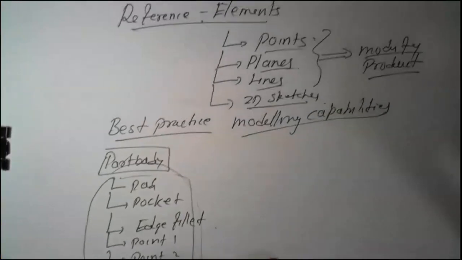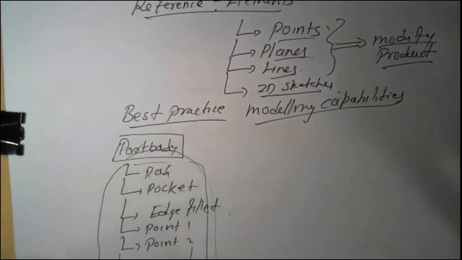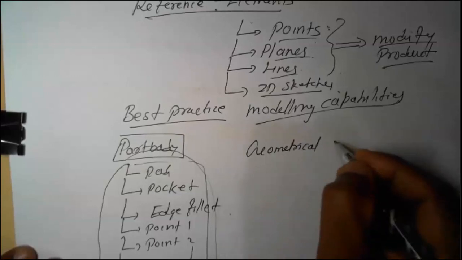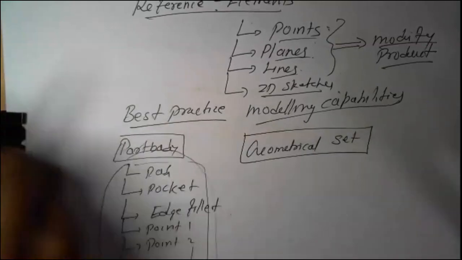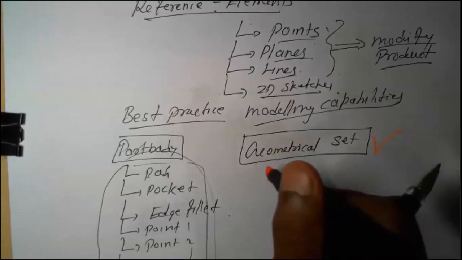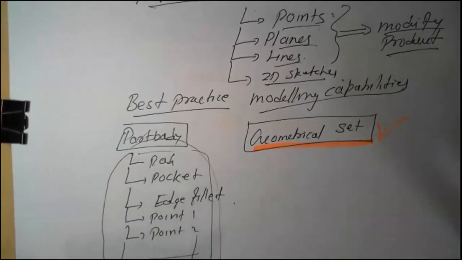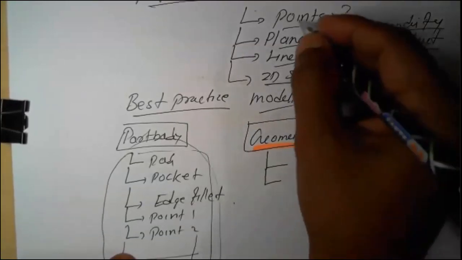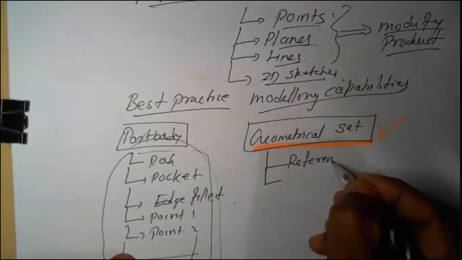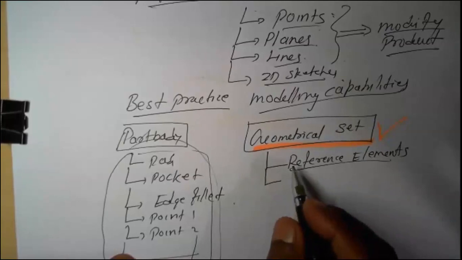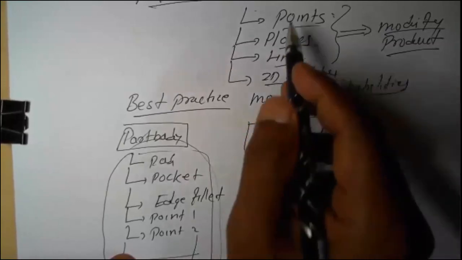So, to put my design aspects in the best way, I'm going to create a geometrical set. You understand that this geometrical set is so important in product design. I'm going to use this geometrical set for organizing my design process in a structured way, where I add my reference elements in a structured way. Reference elements means what? Points, lines, planes, and sketches.